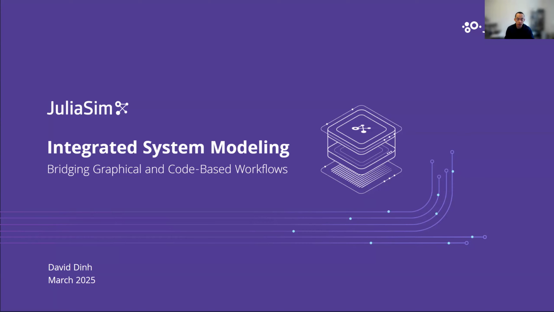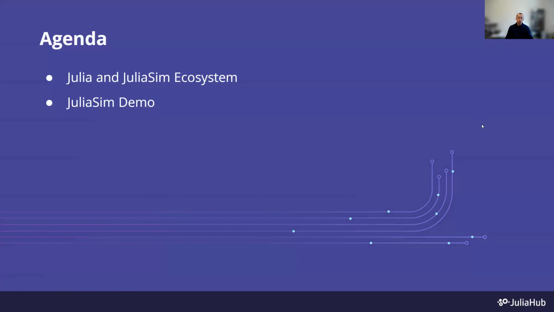of this series. Okay, so today we'll be talking about integrated system modeling in JuliaSim, and we're going to show you how you can bridge the graphical and code-based workflows, all whilst working on a model from a single source of truth. Okay, so I'm going to give you a little introduction to what Julia is, the Julia programming language, as well as the JuliaSim ecosystem, and then we'll get straight into the JuliaSim demo. All right, so not too much fluff today.